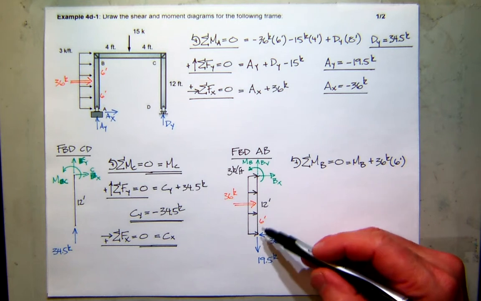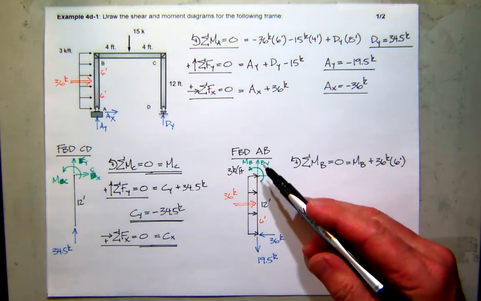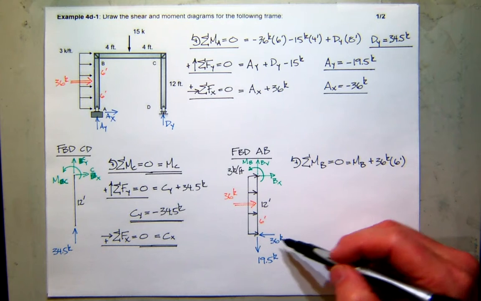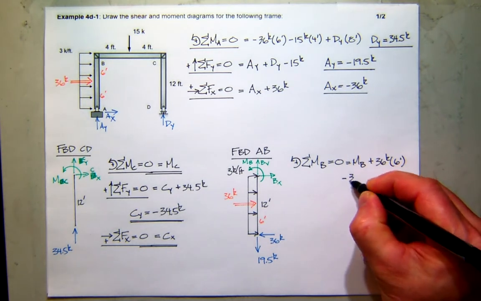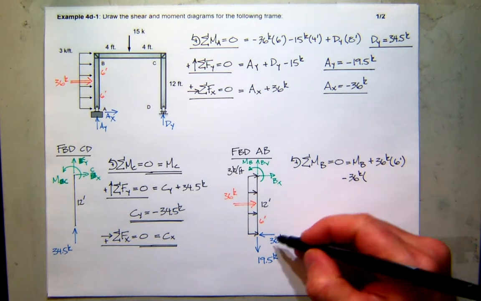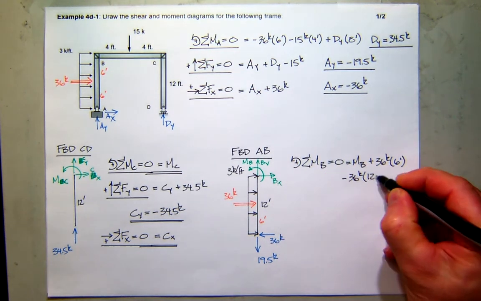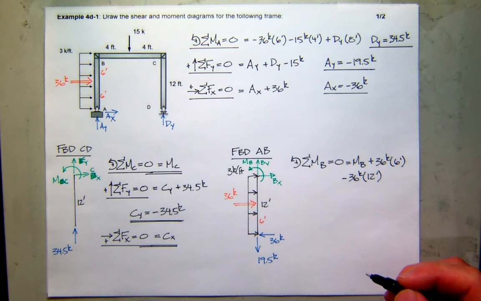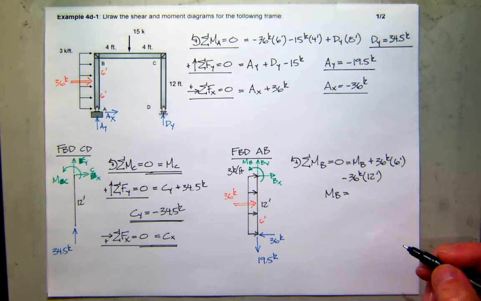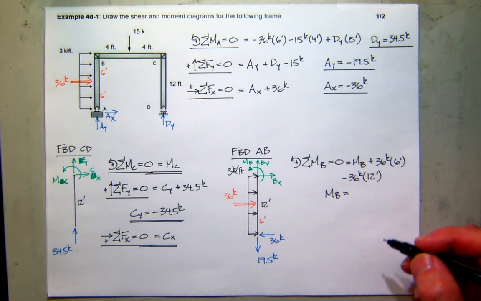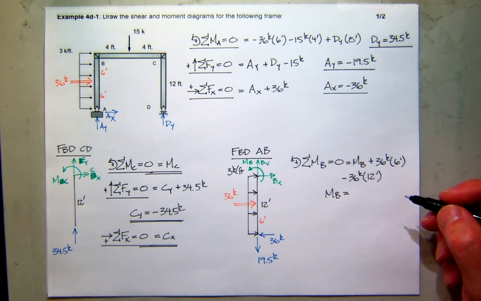What about this 19.5 vertical force? Does it create any moment about B? No. But the horizontal one does. Is that positive or negative about B? Negative. So it'll be a negative moment. That force is 36 kips, and that moment arm is 12 feet. So it looks like the moment at B is going to be 218 kip feet? Negative? I don't know. I'm guessing. 216.